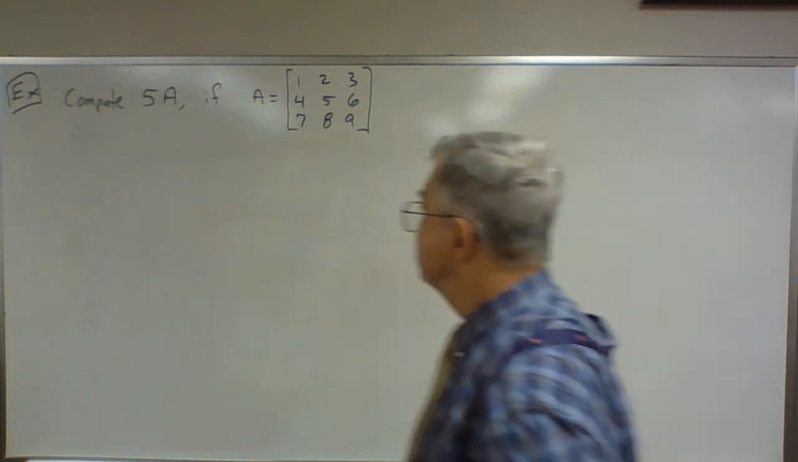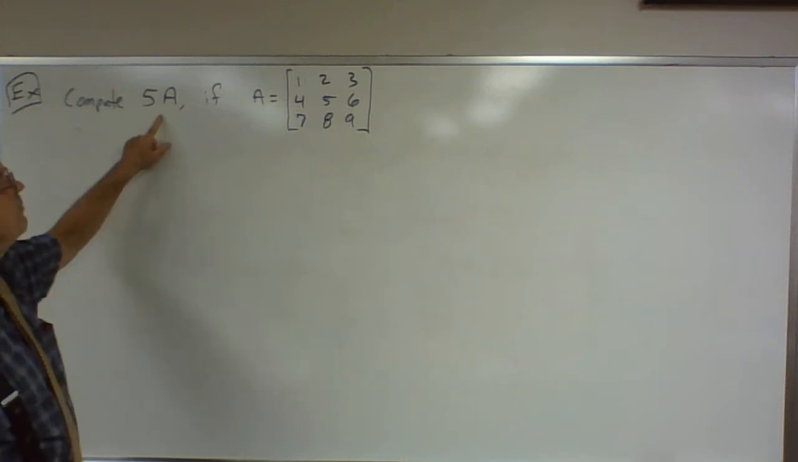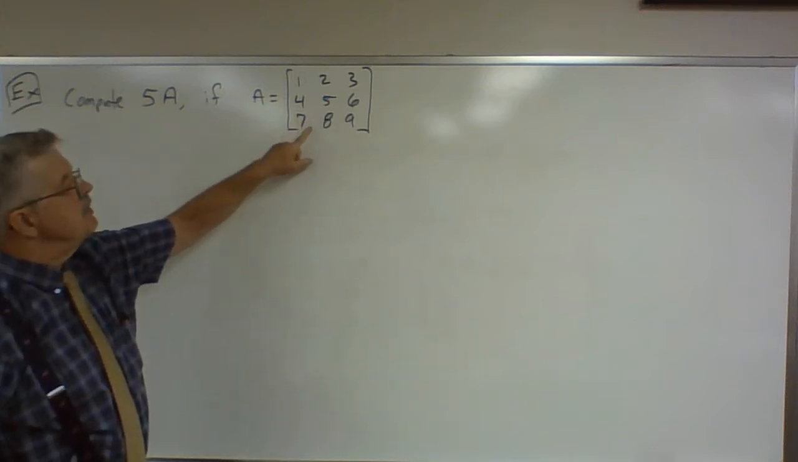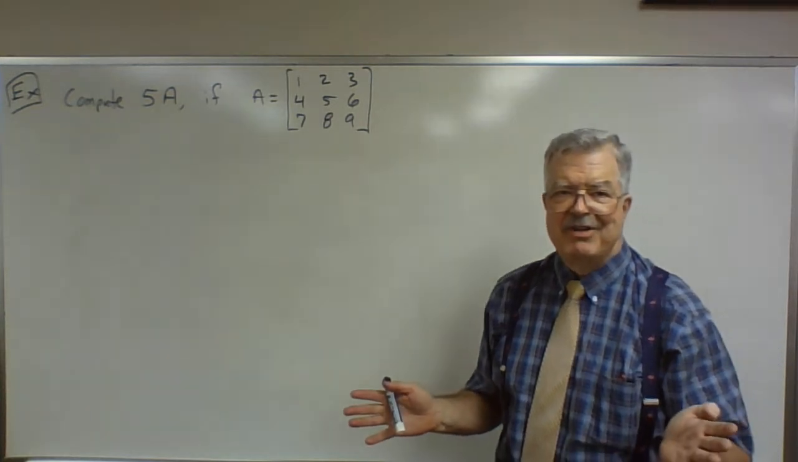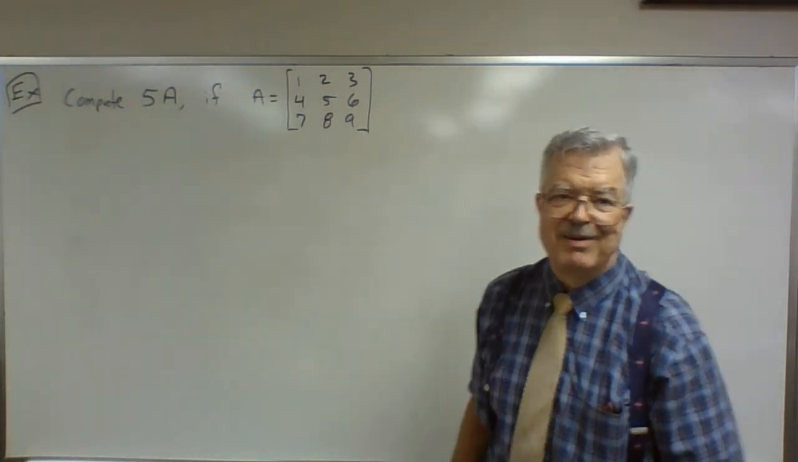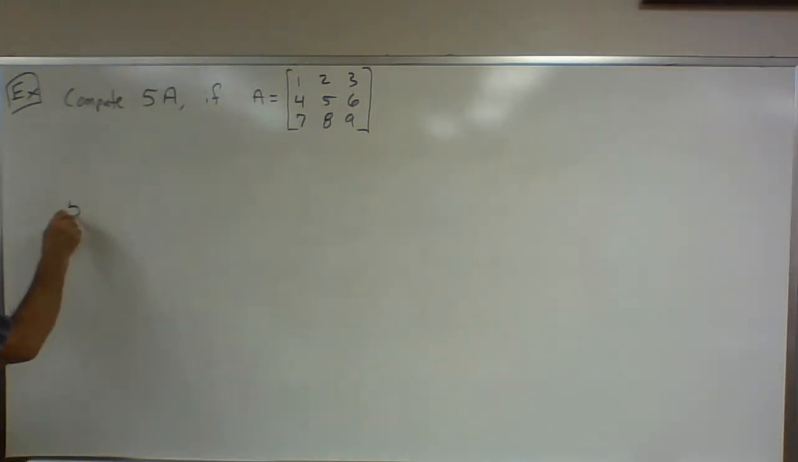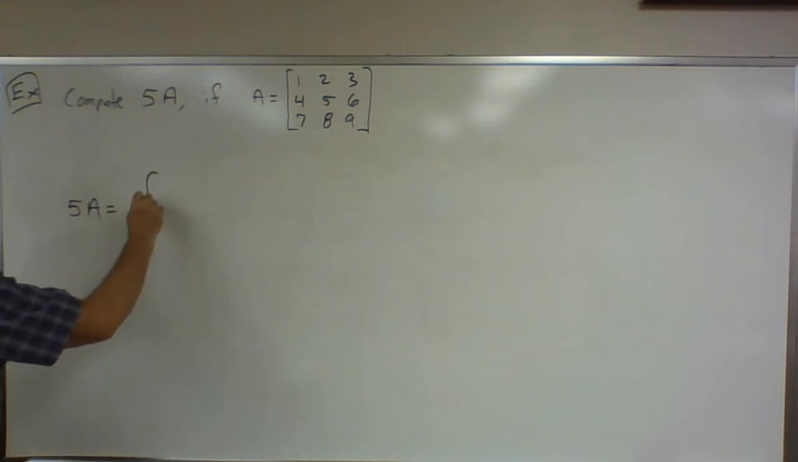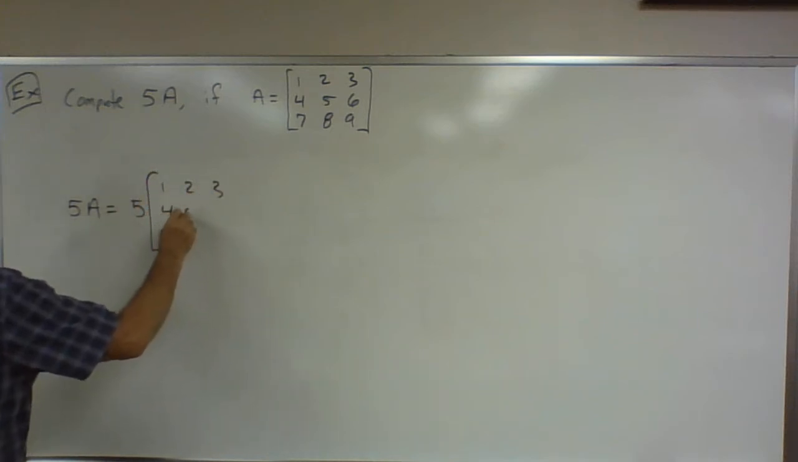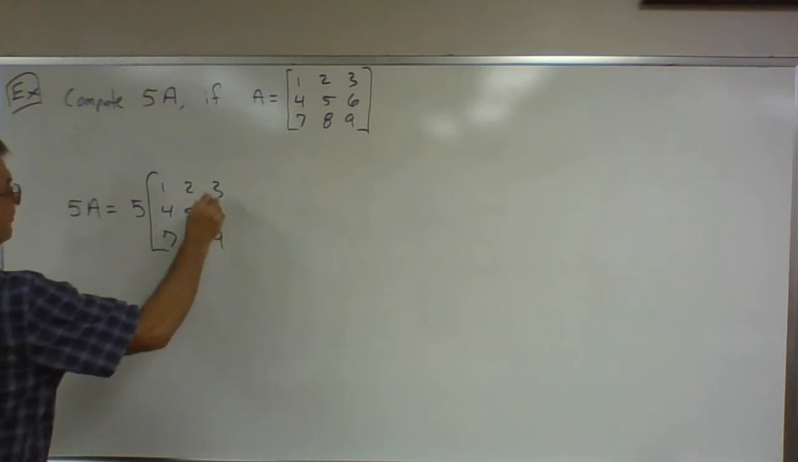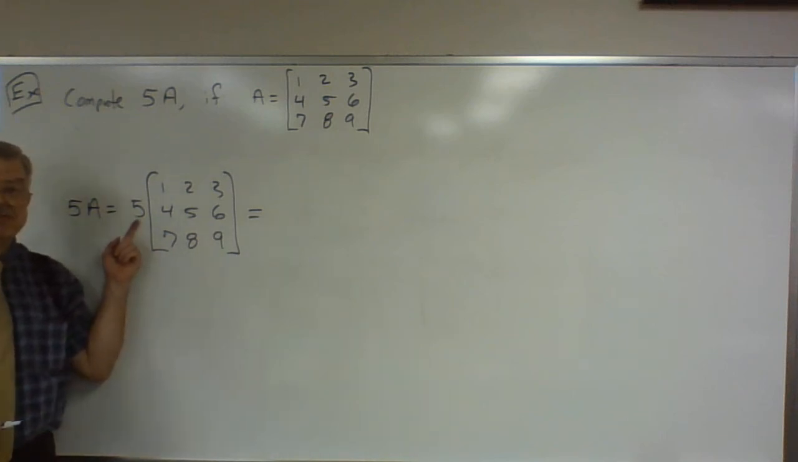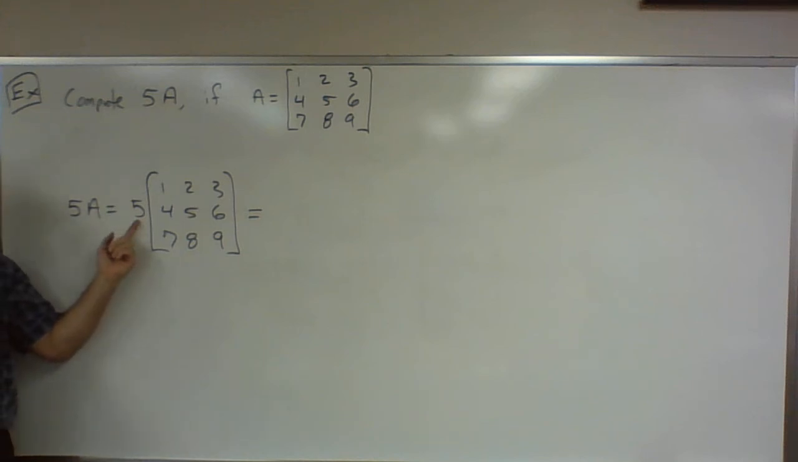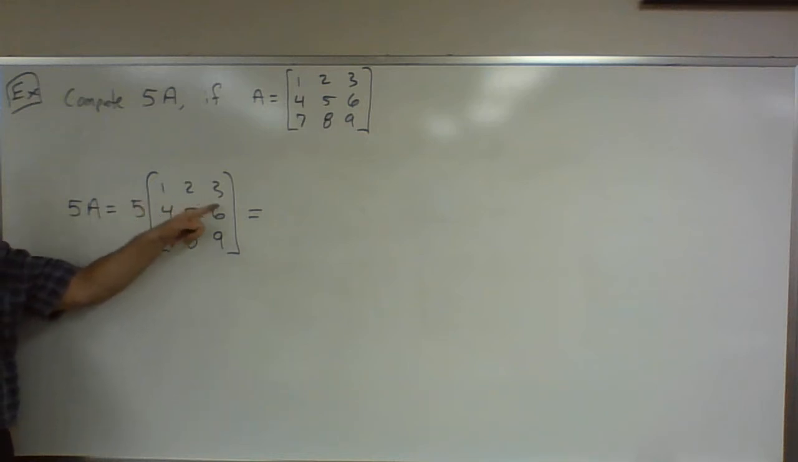Let's do another example. Compute 5A, where A is the matrix 1, 2, 3, 4, 5, 6, 7, 8, 9. Okay. I don't exactly get an A for imagination, but it'll be an easy example to follow. All we have to remember is this. How do we multiply a matrix by a scalar? We take every single entry of the matrix and multiply it by that scalar.